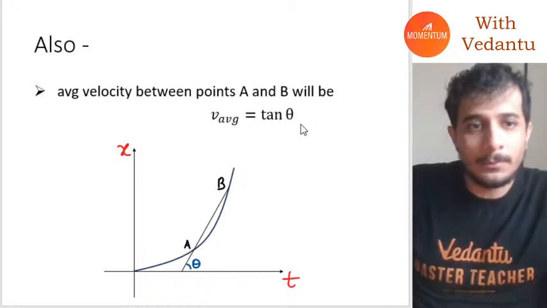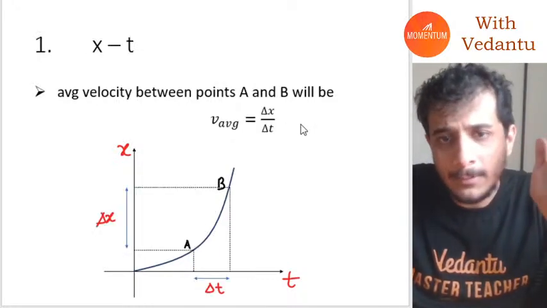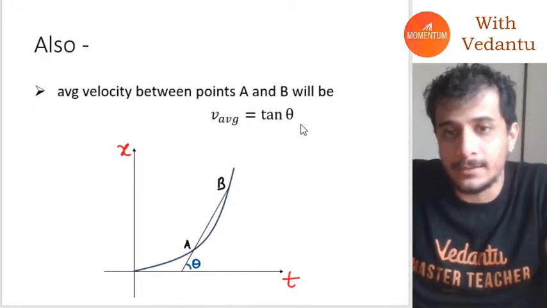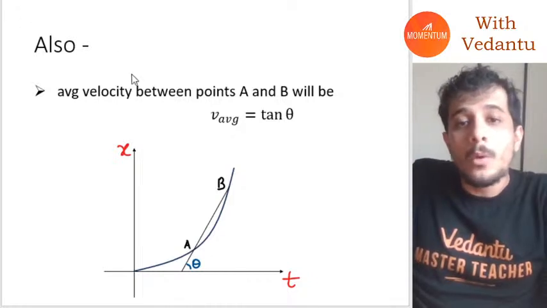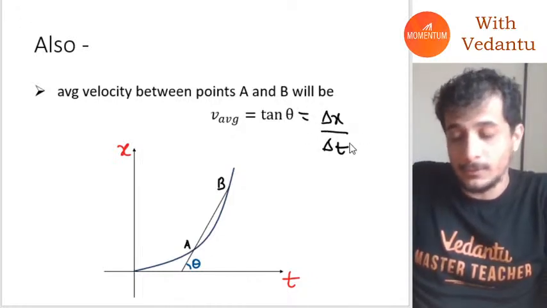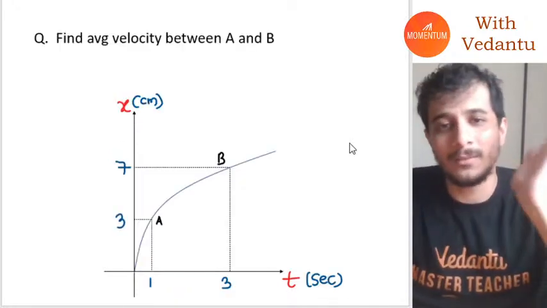Because if you calculate the slope of the line, that will be nothing but delta x by delta t. If you calculate, that will be tan theta. Tan theta and delta x by delta t, both of them will have the same value. Based on this, let me ask you a very simple question.